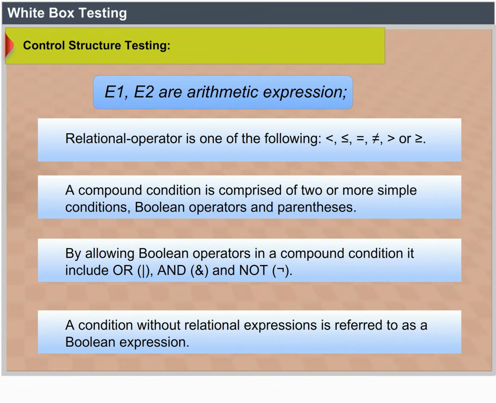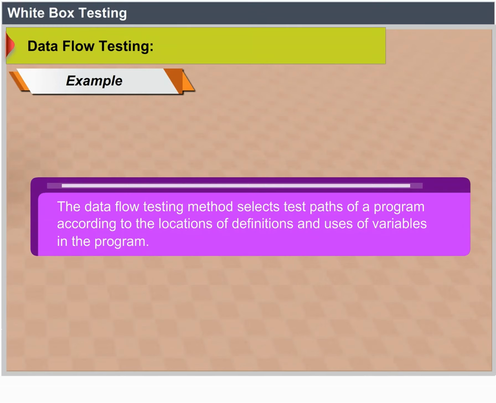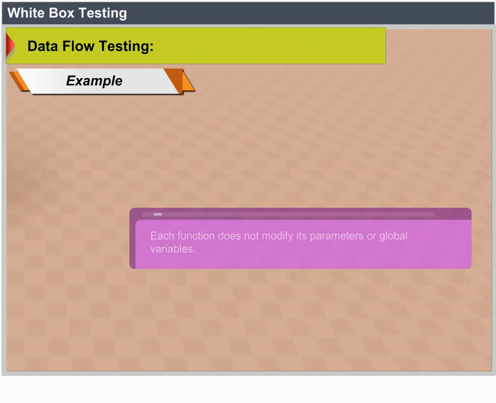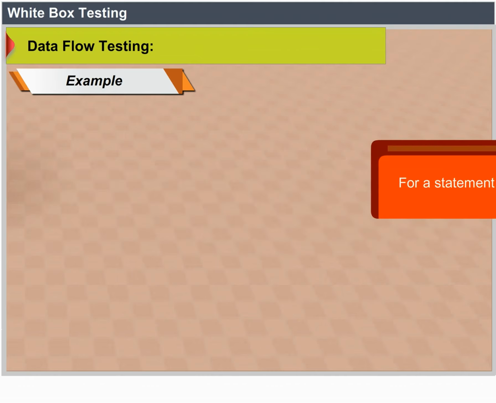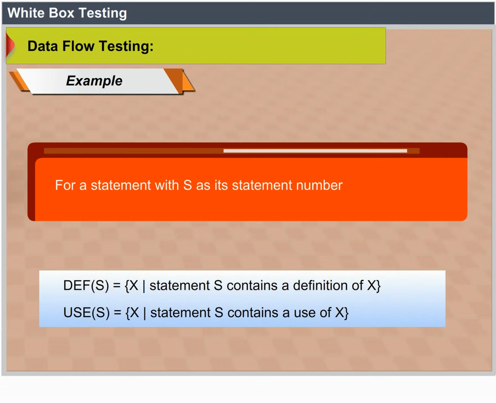Data flow testing. The data flow testing method selects test paths of a program according to the locations of definitions and uses of variables in the program. Each statement in a program is assigned a unique statement number. Each function does not modify its parameters or global variables. For a statement with S as its statement number, def of S equals the set of X such that statement S contains a definition of X. Use of S equals the set of X such that statement S contains a use of X.